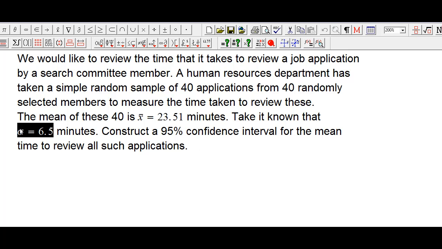23.51%. Sigma is estimated to be 6.5 minutes, and we have to construct a 95% confidence interval for the mean, right? So how do we compute the margin of error? We take Z star, and the Z star depends on the confidence level, right? We multiply it by sigma. We know who sigma is here, right? And we divide it by square root of n, right?